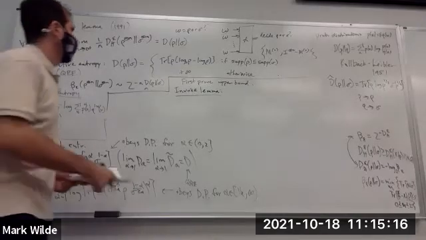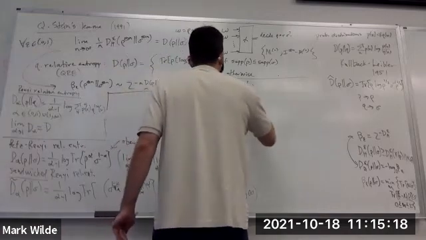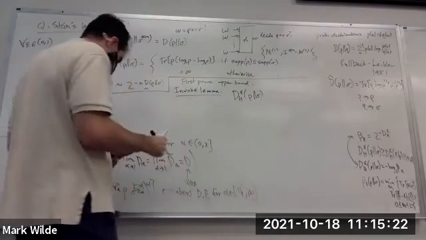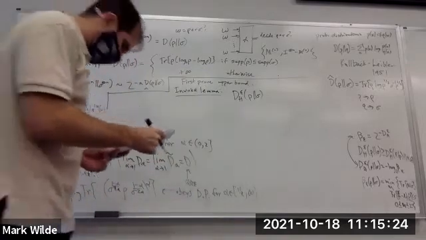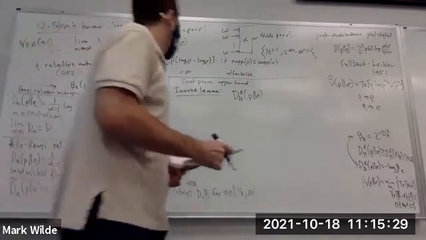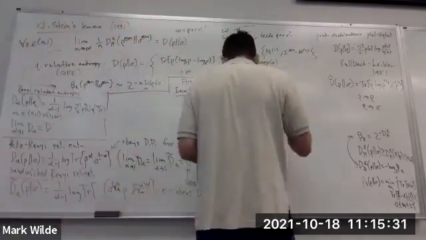Right? So the statement is this. Let rho and sigma be states. Let epsilon be strictly between 0 and 1, alpha greater than 1.